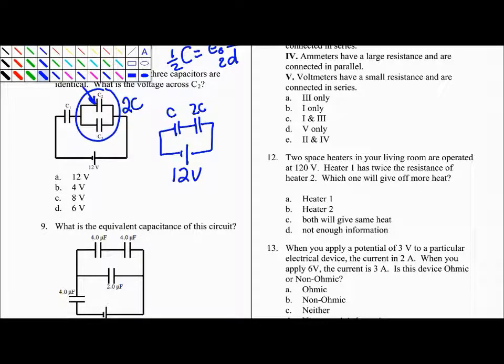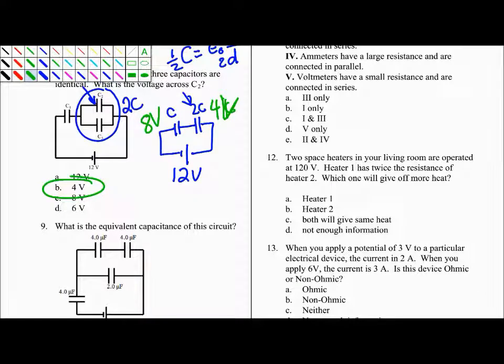That's going to be the same as the voltage across here. This has twice the capacitance, so it has half the voltage of the other. So I'm going to have 4 volts, and 8 volts over here. So the answer is 4 volts.